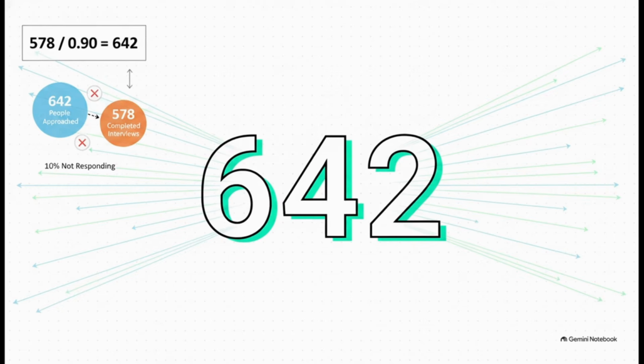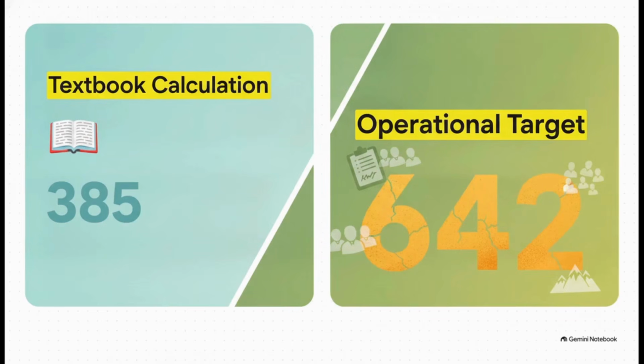Do you see how these cumulative real-world decisions physically stretch our initial assumption? And this brilliantly illustrates the real difference between theory and practice. We started with this sterile, textbook initial calculation of 385, but after holding it up to the rigorous reality of cluster sampling and non-response, our true operational target is 642. This is what an actual defensible sample size calculation looks like for a survey estimating a proportion.